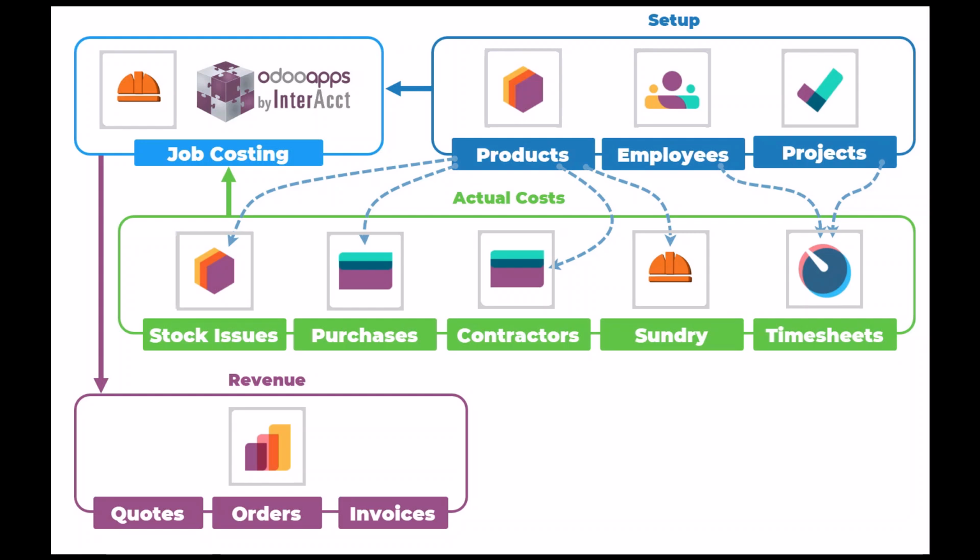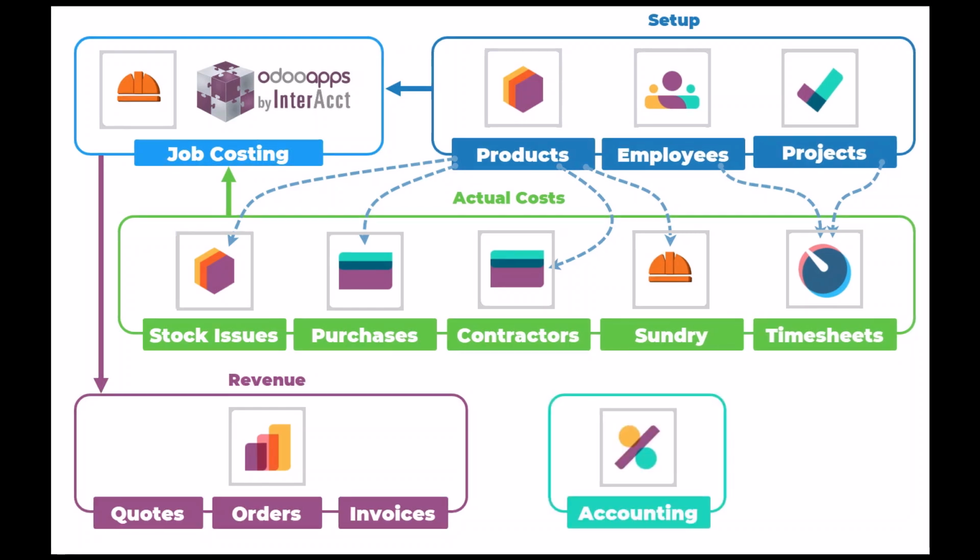The other thing that people ask us about is how job costing relates to the accounting side. As you can see here, we don't really have any direct links to the accounting side from the job costing app itself. They either come from the actual costs, being those stock issues, purchases, contractors, timesheets, that sort of thing, or from the revenue side through the invoicing. Just note that the sundry costs don't relate to the accounting side at all. They're just internal for the job costing to indicate what sundry costs have been applied on the job.